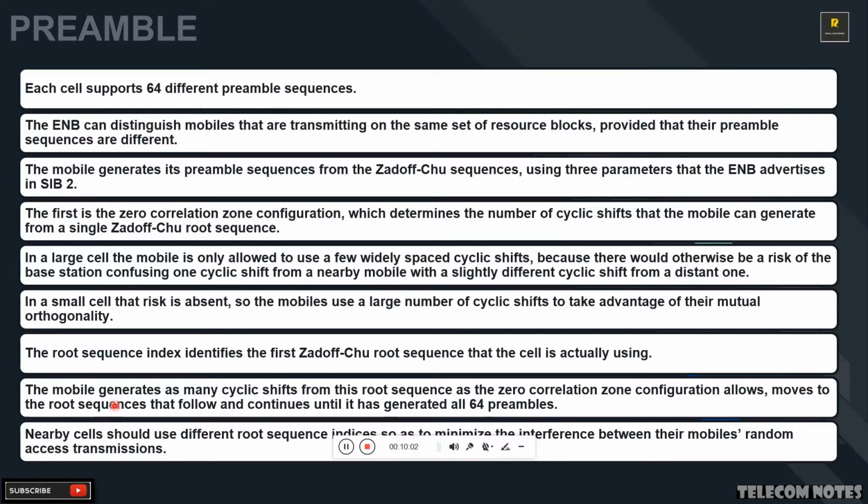So if I give 64 different preambles to cell 1 and I give 64 preambles to cell 2, the 64 preambles which I give to cell 2 may differ from cell 1.